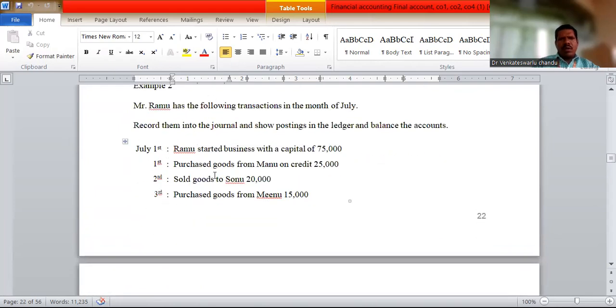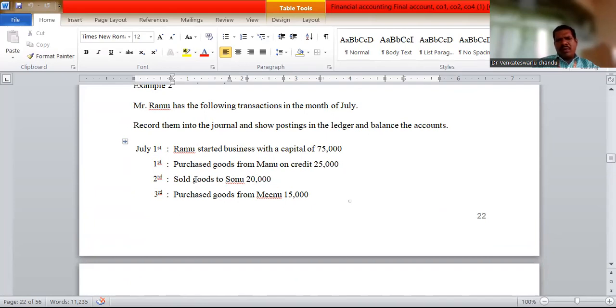Next, see the transaction: sold goods to Sonu, 20,000. Here, goods is the real account and Sonu is the personal account. The transaction does not happen through cash, so we need to remember Sonu's name. Sold goods to Sonu, 20,000.